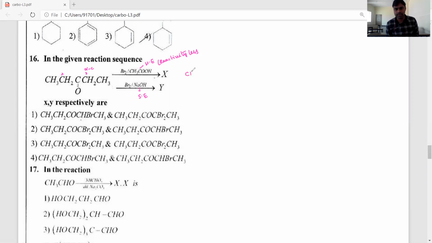The product is CH3CH2C(=O)CHBrCH3. This is the X product. If Y is the strong electrolyte, then the two alpha hydrogens are replaced by bromine, giving Br and Br. Now the answer is the first option.